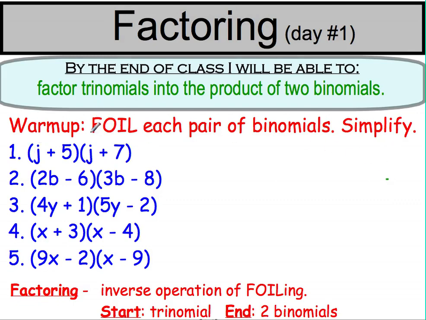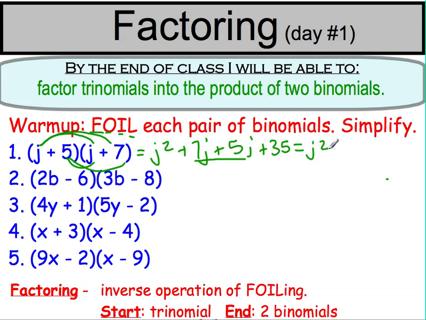Remember, FOIL means first, outside, inside, last, or you're basically distributing the j times the j, which is j squared. J times 7 is 7j. 5 times j is plus 5j, that's the inside term, and 5 times 7 is 35. We combine like terms as the terms in the middle, so we'd have j squared plus 12j plus 35. That's our final answer. We take a look at the second one.